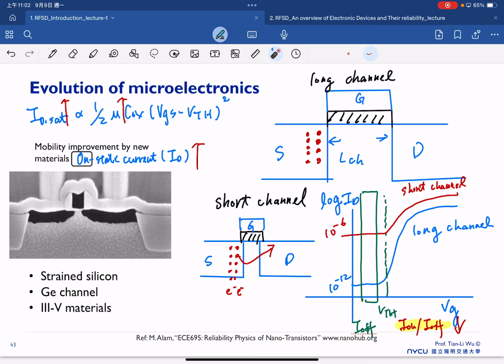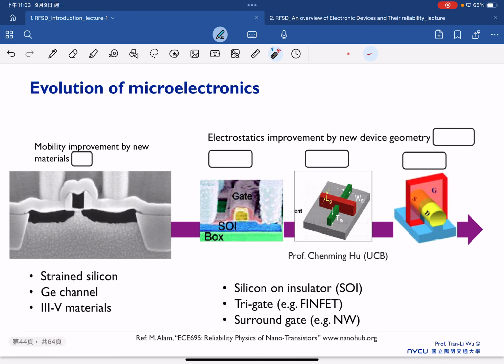Once we improve our current density, that's the first stage, but afterwards we found out that our off current also increased. So the next innovation should try to address this issue, to reduce the off current and at the same time improve the on-off ratio. There are several innovations in this way to address this issue. Improving the on-off ratio, we sometimes also call electrostatic improvement.